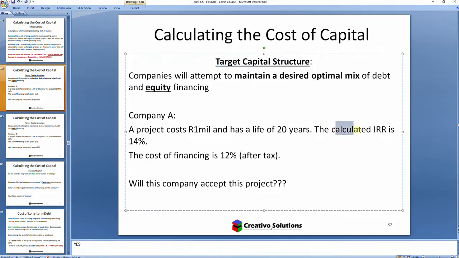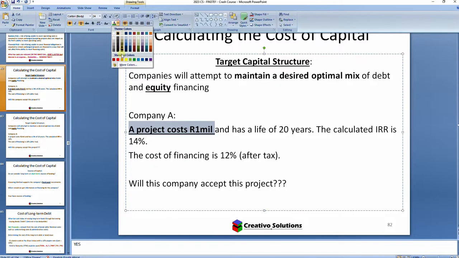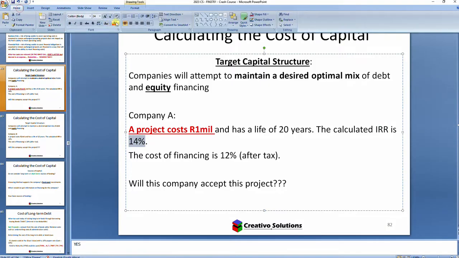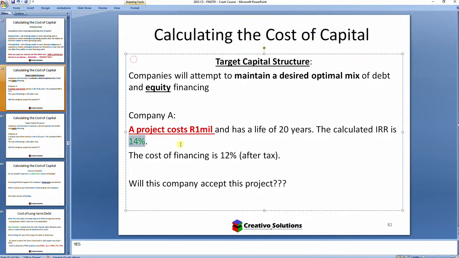Okay, the calculated IRR is 14%. Right, so that's how much the project costs. Remember, that's looking at investing in the project. Okay, so I need R1 million to start this project. It's going to last 20 years. Okay, the IRR is 14%. That's how much I'm going to get from this project over the 20 years.